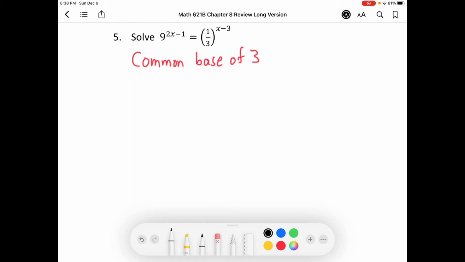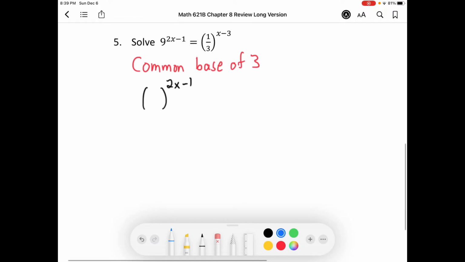Now, how am I going to rewrite this? I've got something to the 2x minus 1. That something is 9. I'm going to rewrite 9 as 3 squared, because 9 is 3 squared. And then on the other side, I have something to the x minus 3. Now that thing is 1/3, which I can also write as 3 to the negative 1.